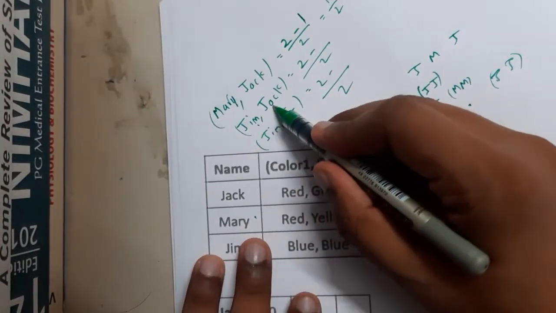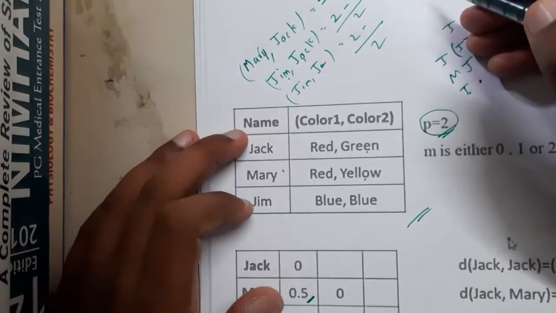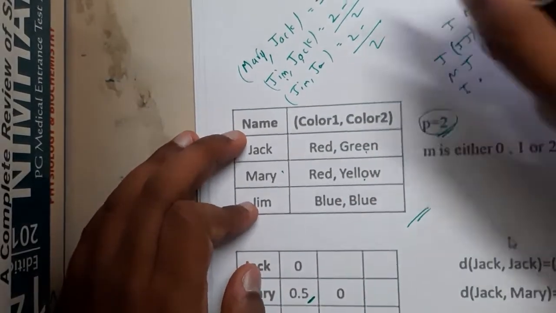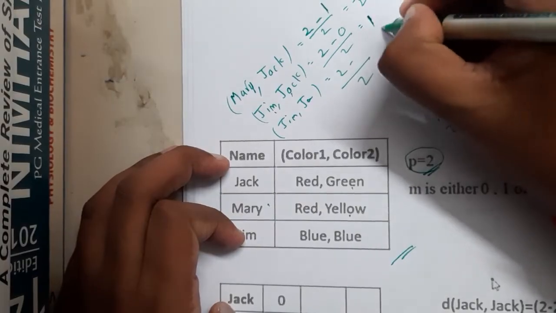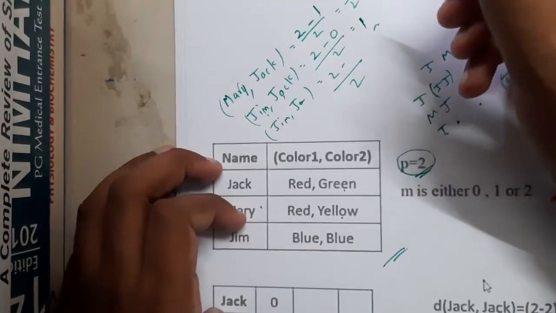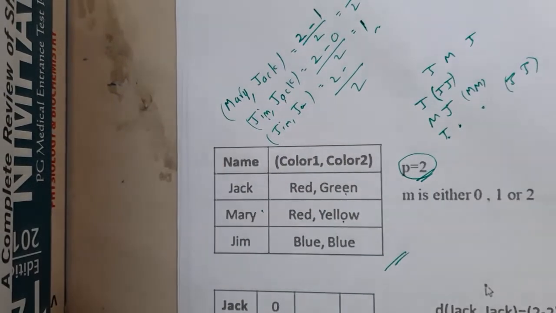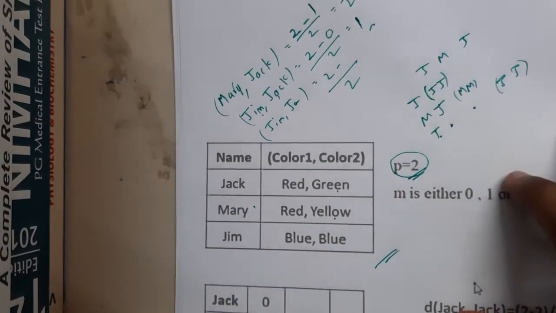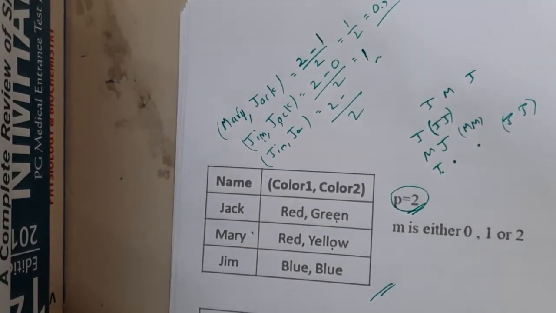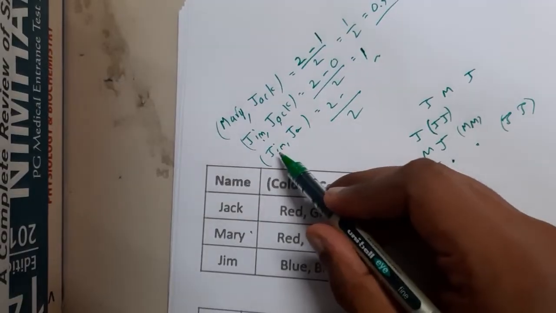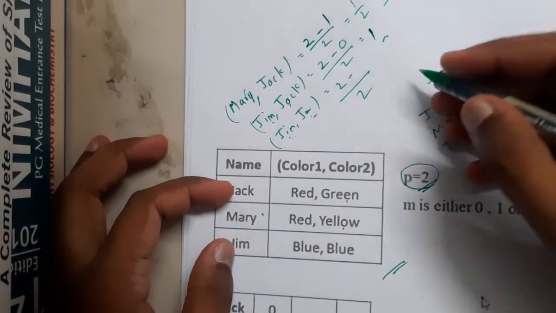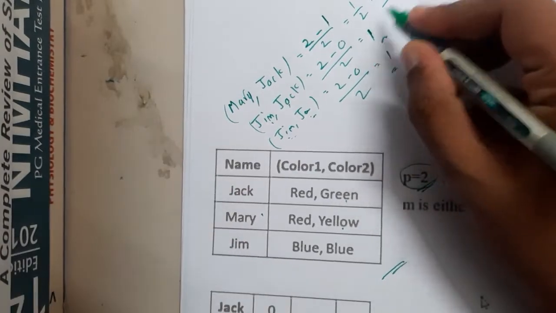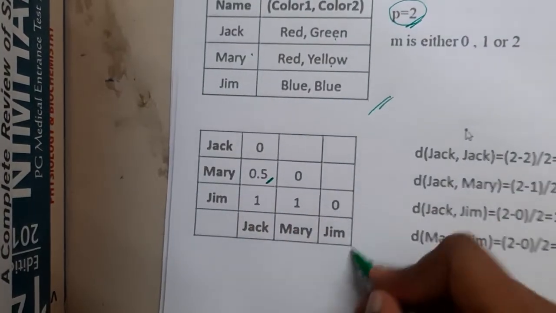Similarly, continuing with Jim and Jack, last and first. Are there any matches? No. Hence it is 0, so 2 by 2, which equals 1. Got it? If you are getting some confusion or if the paper is not visible, please solve it step by step and you'll understand. Similarly, Jim and Mary, how many are matching? Nothing is matching, so again it is 1. So we got 0.5, 1, 1. In this way you'll be filling.